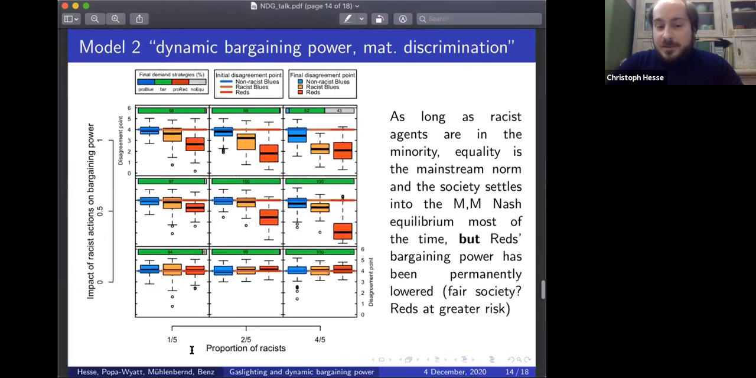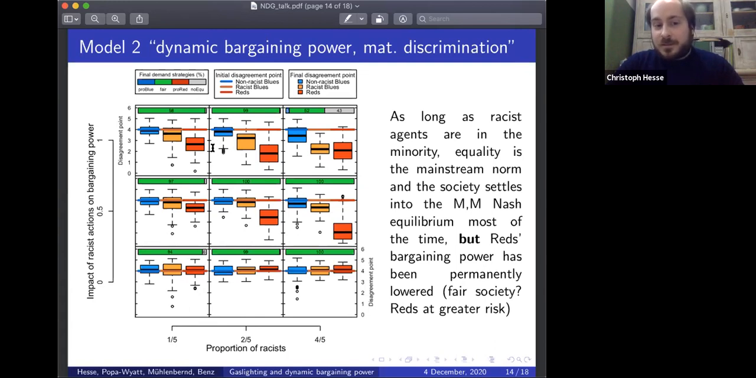And this setup is slightly more complicated. The x-axis is still the proportion of racists. So left to right, we're going from having few racists to having 80% of the population be racist. And on the y-axis, we're looking at the impact of discrimination. So how much bargaining power the racists can take from a red agent whenever they interact with them. On the bottom, it's 0, so they can't take anything from them. At the top, they can take 1 full disagreement point. They can lower the red agent's disagreement point by 1.